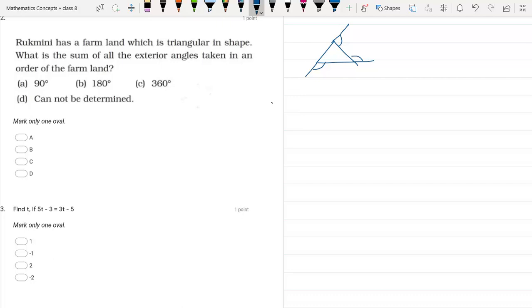How? Let's check. Suppose it is an equilateral triangle. So then in that case it is 60, 60, 60. So this 60 becomes 120 by linear pair, 120 by linear pair, 120 by linear pair. So we have three external angles and when we add them, we get the answer as 360. It is also a property that for any polygon whatsoever, the sum of exterior angles will always be 360 degrees. So the correct answer is C.